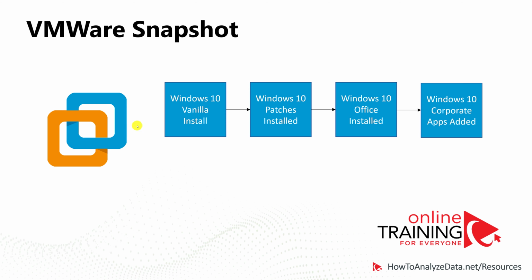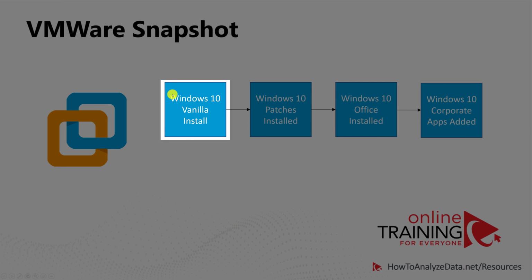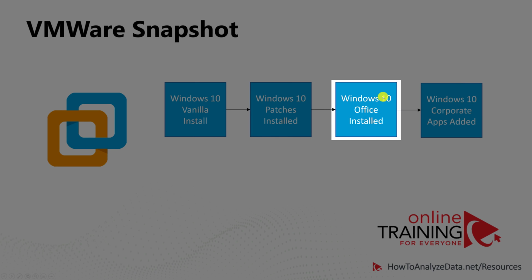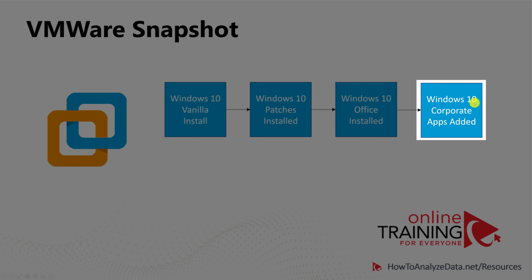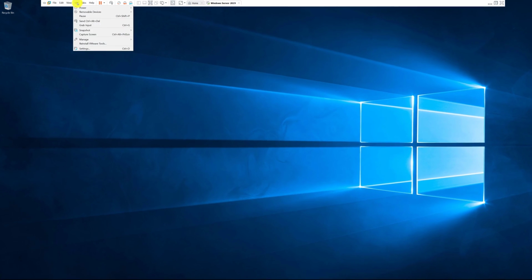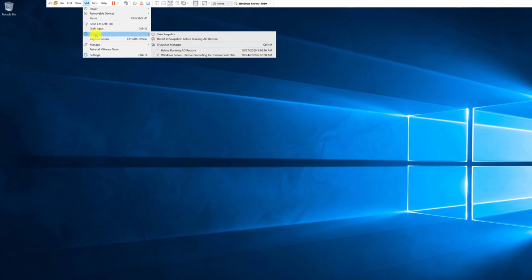For example, you might go through the process of installing Windows 10 and configuring it with additional features, and at each point you would like to take a snapshot. The first snapshot you may take at the Windows 10 vanilla install, once you completed the installation. The second snapshot might be when you install all the patches and updates. The third might be when you install Microsoft Office, and the fourth once you install corporate applications. Typically, it's a good idea to take a snapshot before you take major actions on a virtual machine.